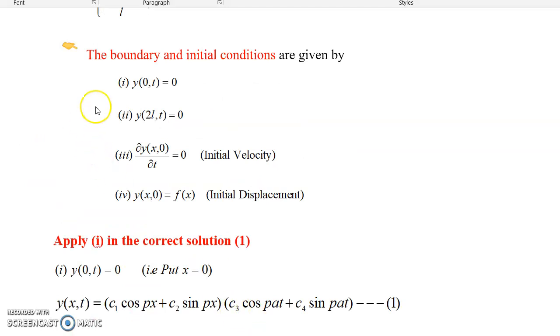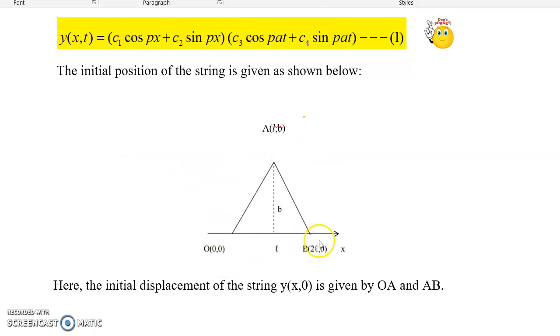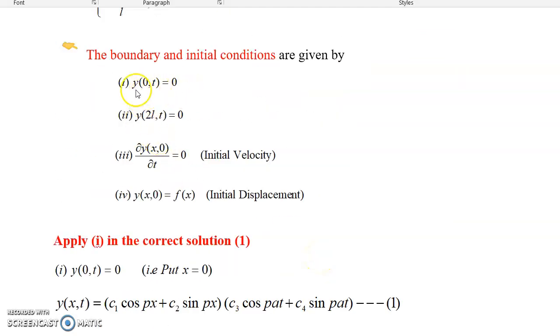Now let us write the boundary and the initial conditions of the problem. Since the end points 0 and 2L are fastened, as given in the problem, what are the two ends? One end is x equal to 0, another end is x equal to 2L. At x equal to 0, there is no displacement. At x equal to 2L, there is no displacement.